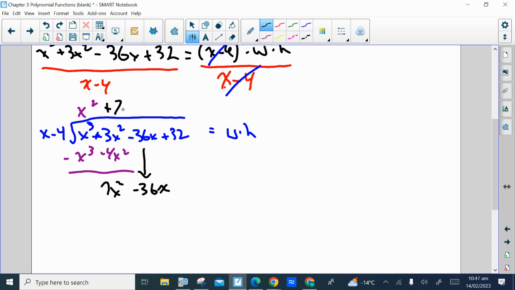I'll need to put a positive 7x there, so when I multiply in front, I'll get positive 7x squared. And then 7x times -4 is -28x. And I'm going to subtract. So the 7x squareds will cancel. Remember, we're subtracting -36x minus -28x. The minus minus becomes a plus. So it's actually -36x plus 28x, which is -8x. And then we'll bring down the positive 32.